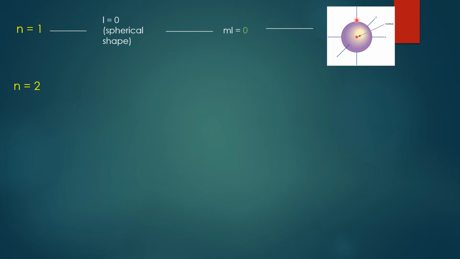Now the second shell, n equals 2. Let's try to find out how many sublevels there are and how many orbitals are in each sublevel. So n equals 2, then we will find the secondary quantum number, which is L. L is equal to n minus 1. That simply means that anything before 1 can also be repeated. Like 2 minus 1 is 1.